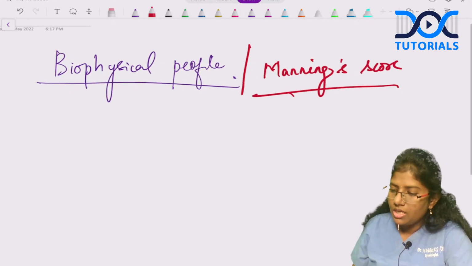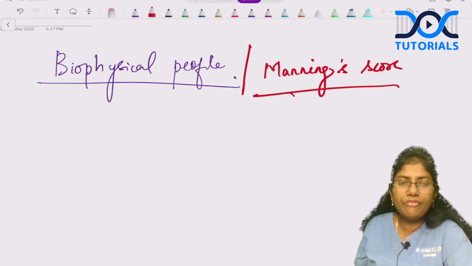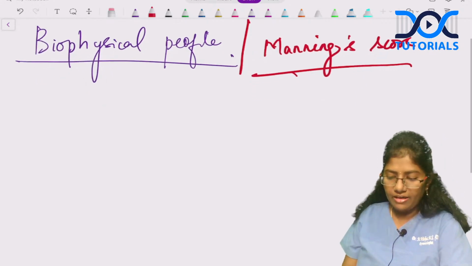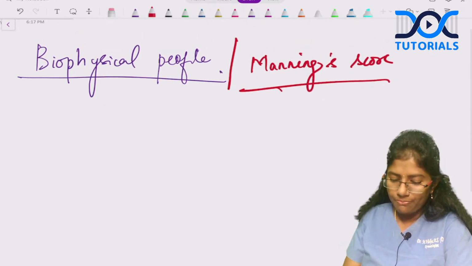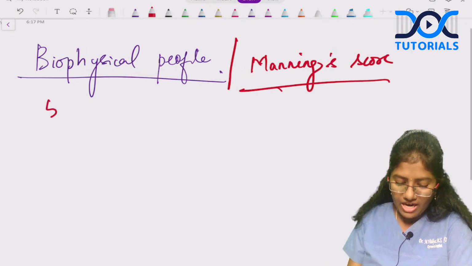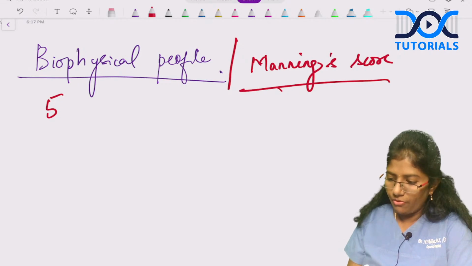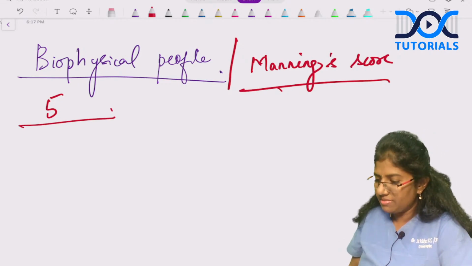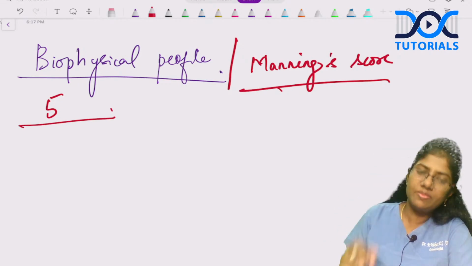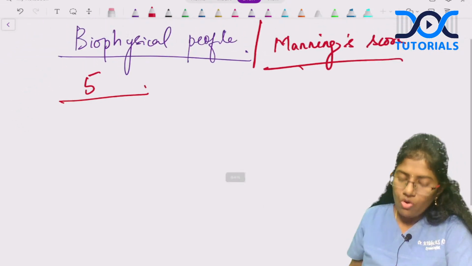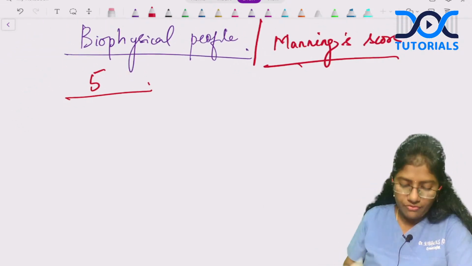Okay. Now, how many components do we have in biophysical profile? We have 5 components, 5 important parameters in biophysical profile. Yes, correct, Jyotsna, it's Manning score. Now, what are the components in biophysical profile?